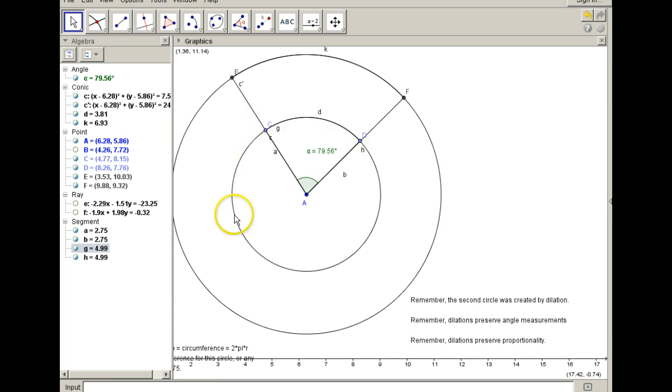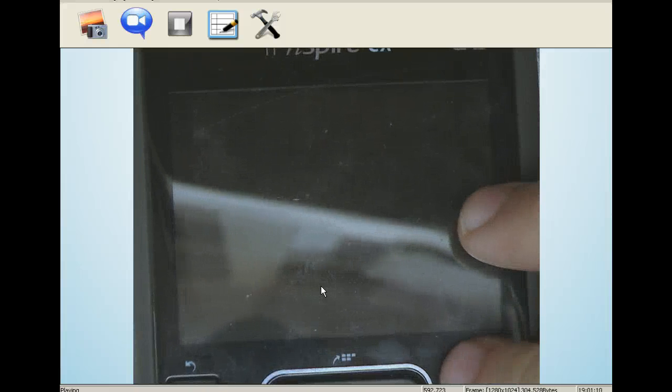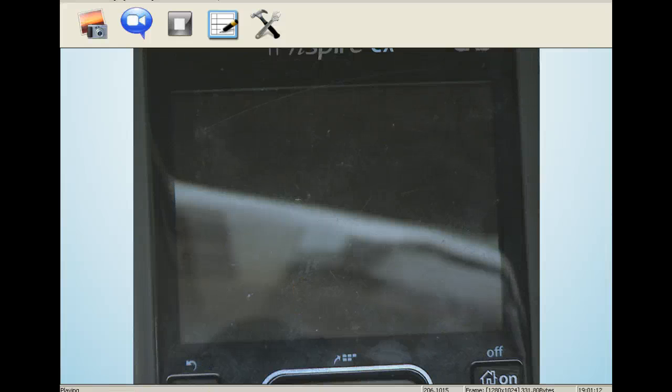What if I had a 360-degree arc? Let's go back and think about this. Let's go up here and let's explore a little with our calculator.